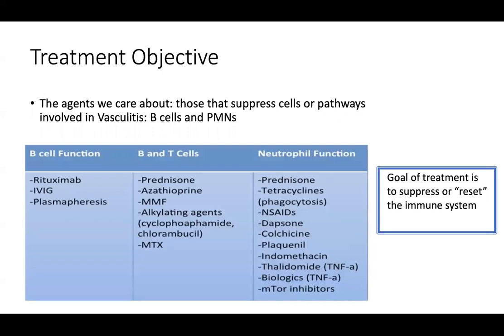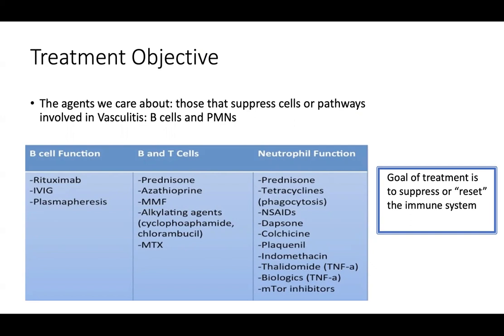So what are the treatment objectives here? The agents that we care about are those that suppress the cells and pathways involved in vasculitis, as we expect. So B cells, you can even have T cells supporting this, but B cells are the ones that are making the antibody. But oftentimes B cells and T cells work together for the final production of antibodies via B cell stimulation by T cell cytokines. And then neutrophil function as well. So you can see B cell function. Of course, we always think about rituximab, the anti-CD20, to target B cells. You can have IVIG, which kind of just directly competes with the circulating immune cells, and of course plasmapheresis. So think about actually taking the problematic antibody out of the circulation.